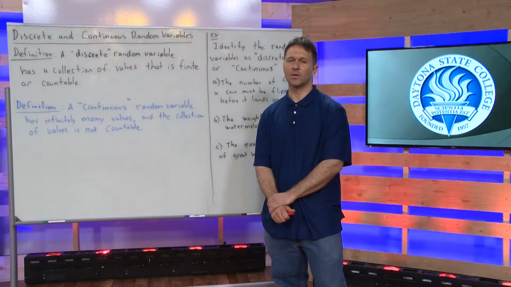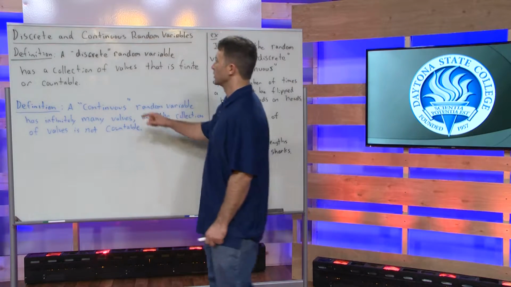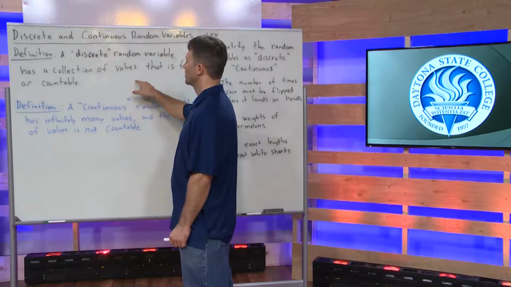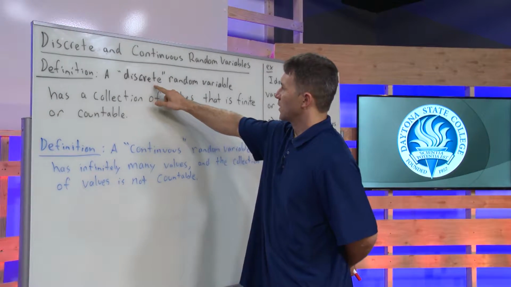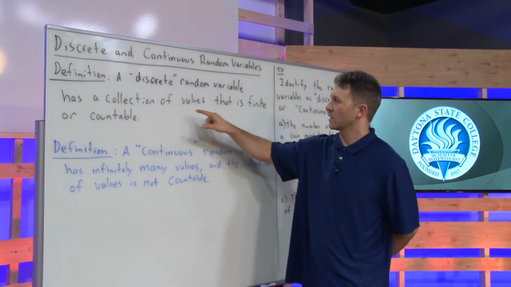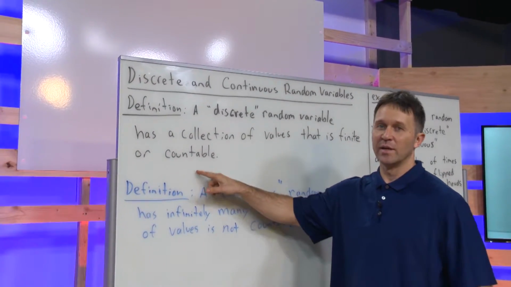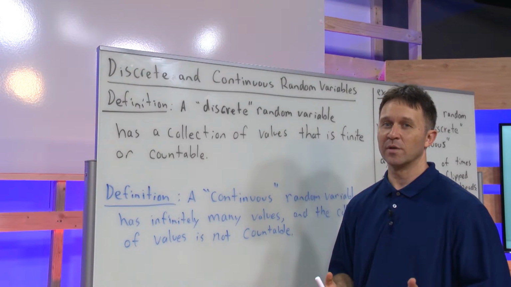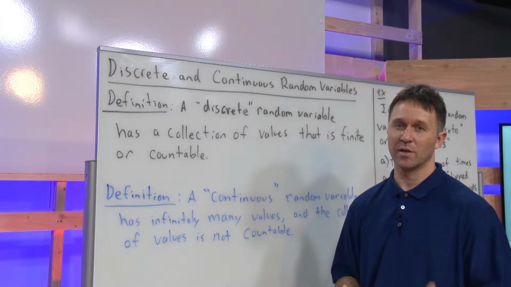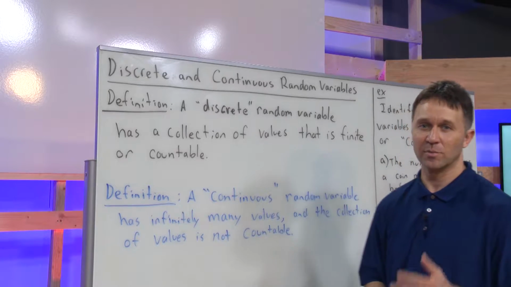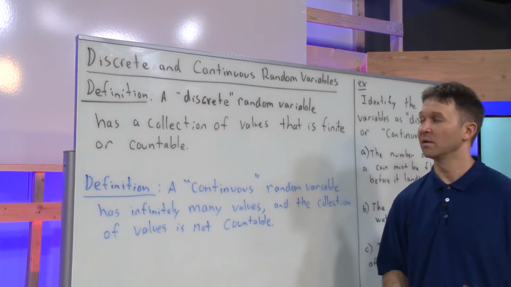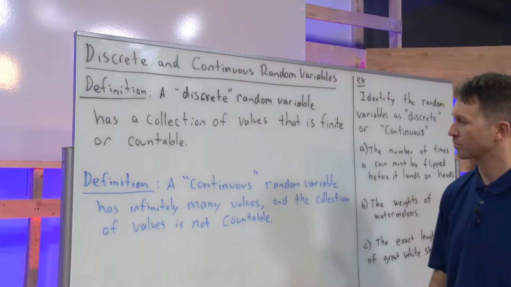Okay, in this example, we're talking about continuous and discrete random variables. The definition of a discrete random variable is right here. A discrete random variable is a collection of values that is finite or countable. So it could be infinite, it's just that it would be infinite associated with a countable number of values. In other words, a first, a second, a third. X could be 1, 2, 3, it could be anything, but it's something that we would count.